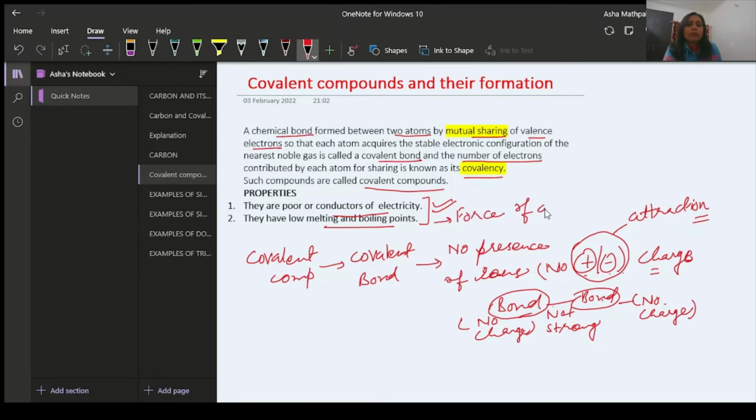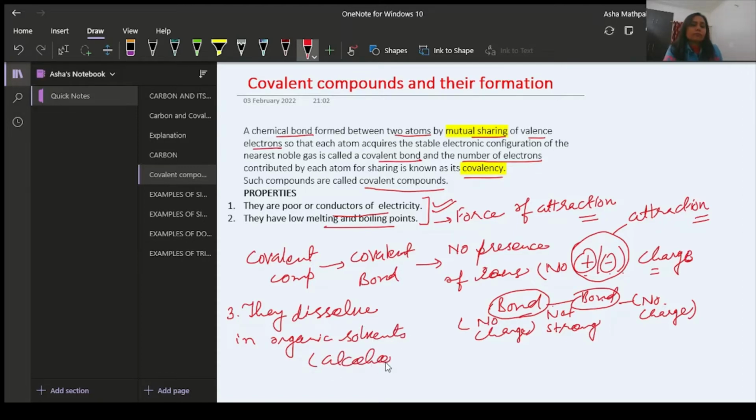The force of attraction is weak, and that is why they have low melting and boiling points. That is, they quickly reach their melting or boiling points. Another property is that they dissolve in organic solvents. Organic solvents are generally alcohol, you can say. So in them they get dissolved.